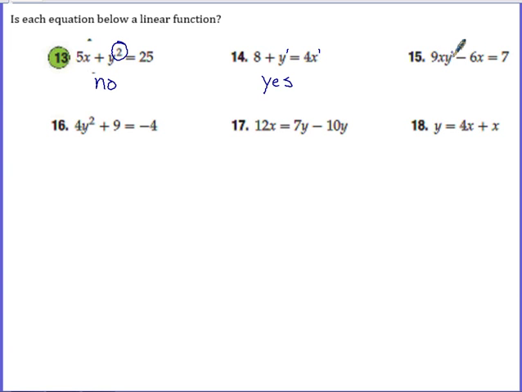We have 9xy minus 6x equals 7. Well, there we cannot have x times y, so this one, no, it's not a linear function. All right, why don't you go ahead and pause here and try the next 3.